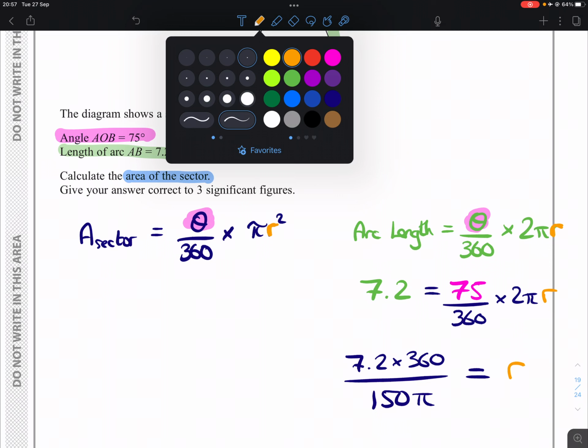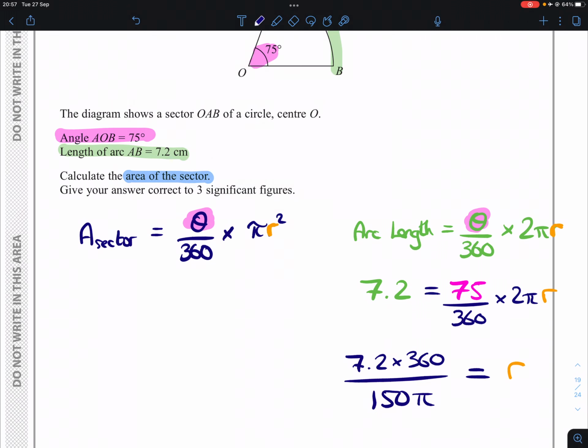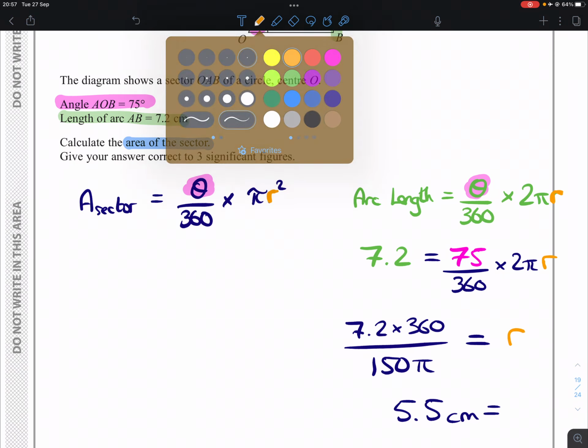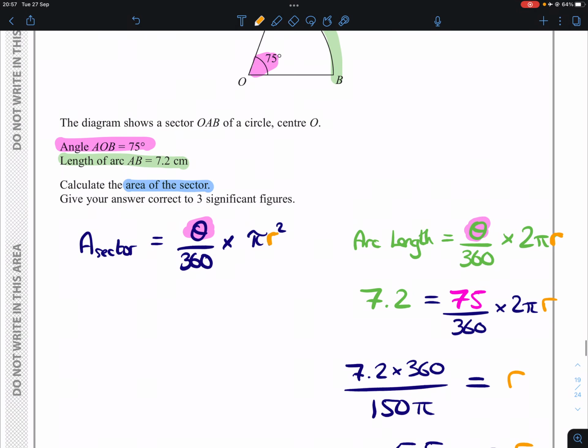How many steps you take to go from this to our final answer is entirely up to yourself. If you want to rearrange it one thing at a time, that is totally fine. What you will get from that is 5.5 centimeters is our radius, and we take that 5.5 and sub it into our formula for area.